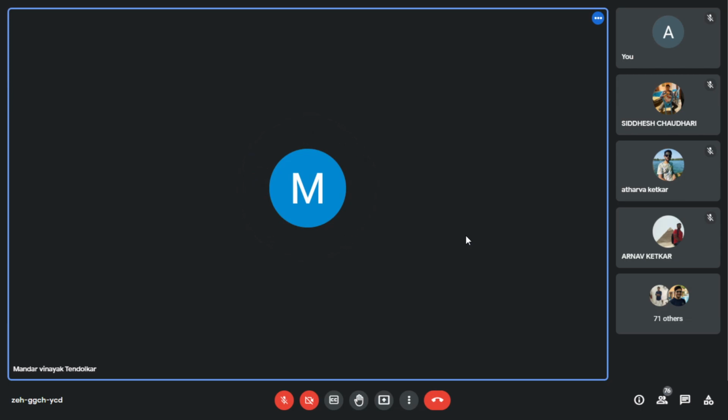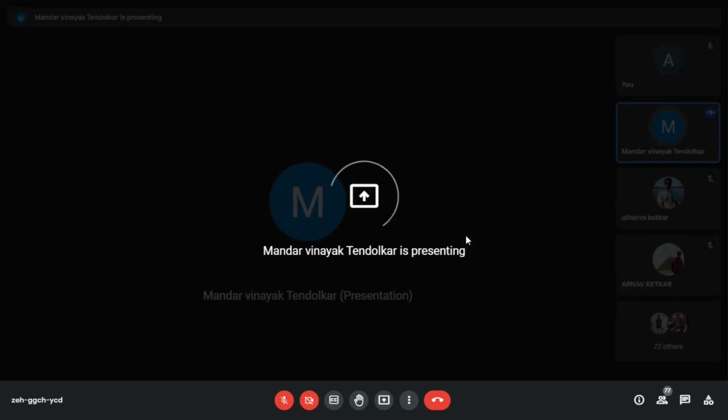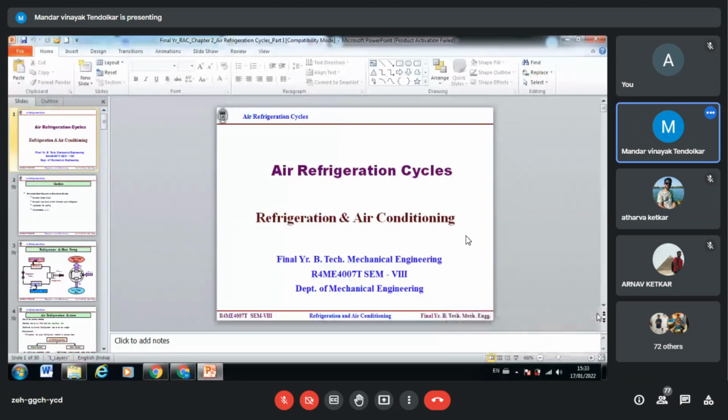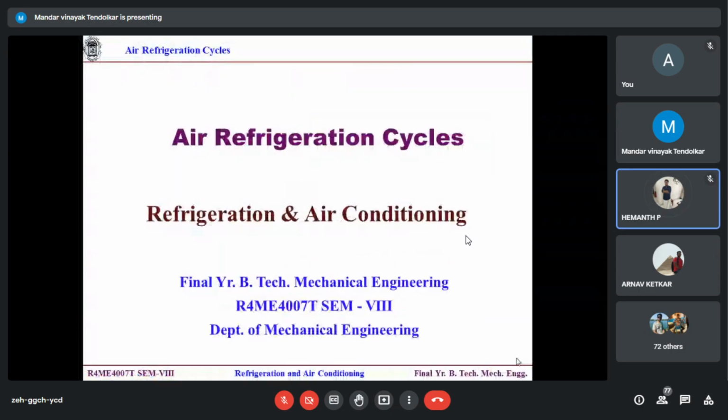Yes. This chapter also is relatively very simple because you are quite familiar with the fundamentals of thermodynamics. Is the screen visible? Yes, sir.